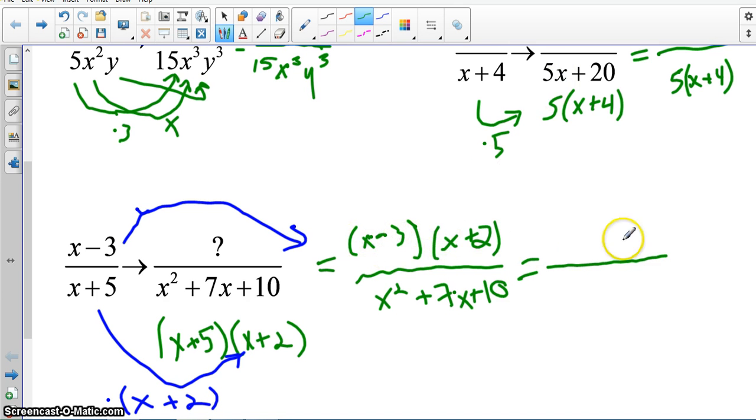So if we multiply this out, it's x squared, minus the 3x plus the 2x, so that's going to be a minus an x, and a negative 3 times 2 is a minus 6. And we have x squared plus 7x. Man, my handwriting is horrible. I apologize. Plus 10. Hopefully it's legible. So there you go. That's what you're going to be expected to do tomorrow in class.